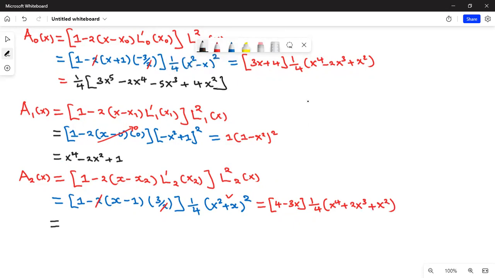Again, expand that completely. I'll open the bracket. When you work it out, you need to get 1 over 4 times -3x raised to 5 minus 2x raised to 4 plus 5x cubed plus 4x squared.